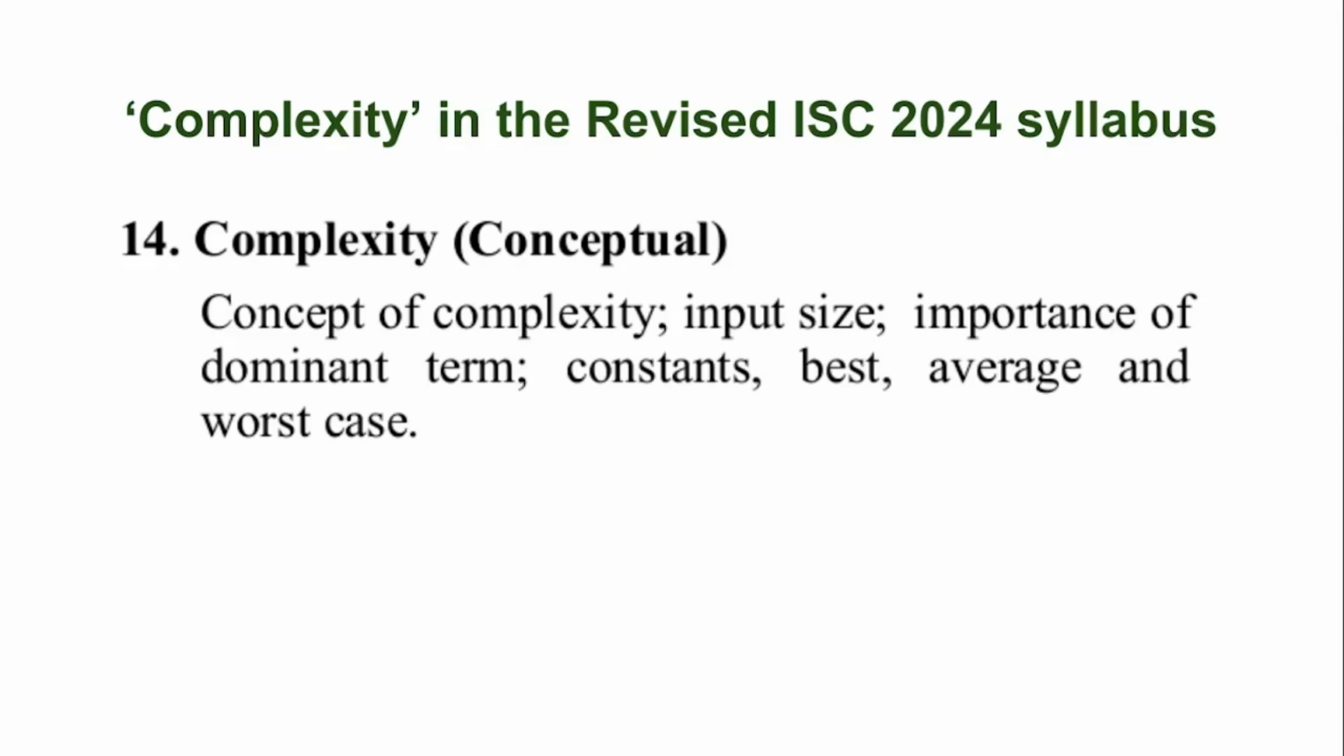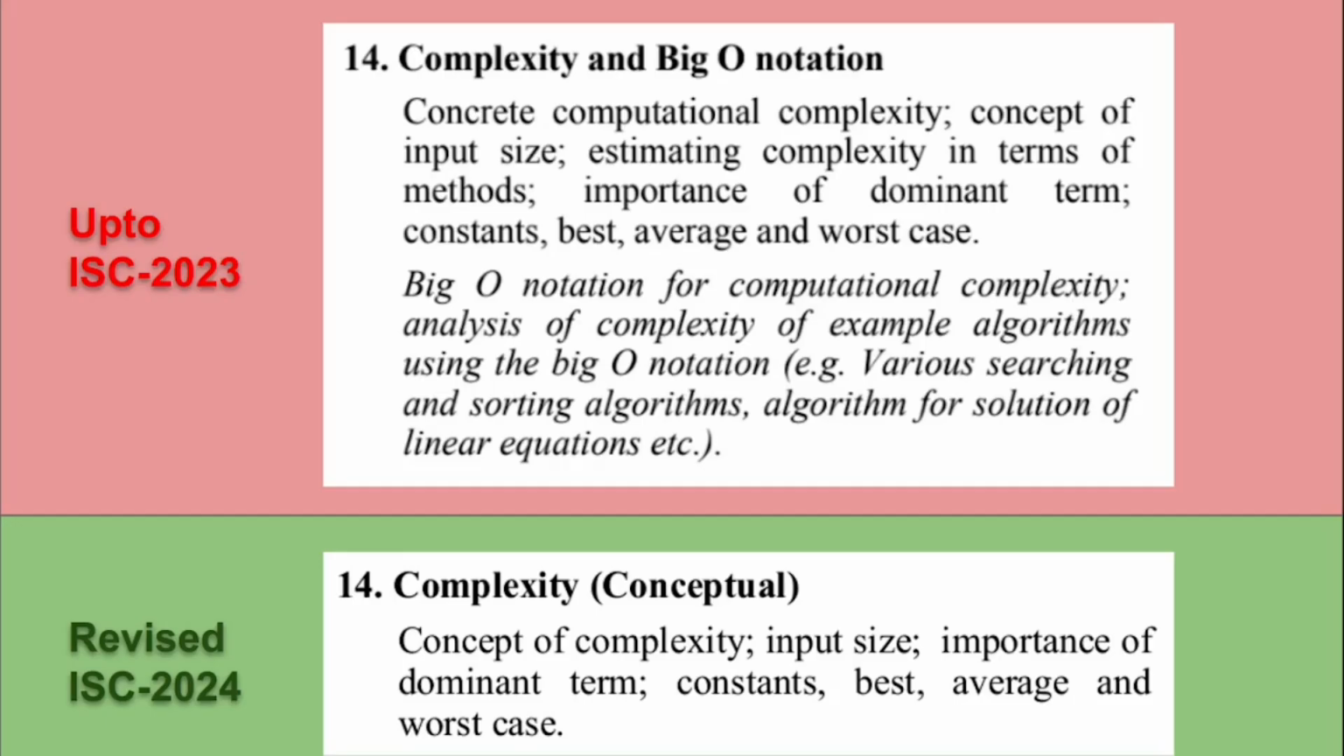If we compare this revised syllabus with the earlier version, we'll find that the main difference is the addition of the word conceptual in the title itself and the removal of big O notation and related components. Addition of the word conceptual indicates a shift in focus towards a more theoretical or abstract understanding of the topic. By specifying conceptual, the syllabus aims to emphasize understanding the principles and ideas behind complexity.